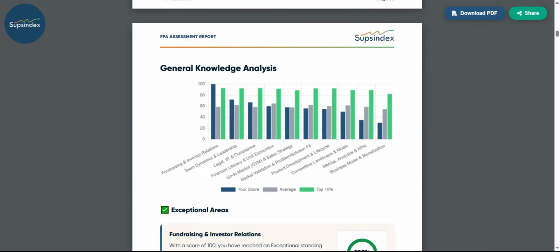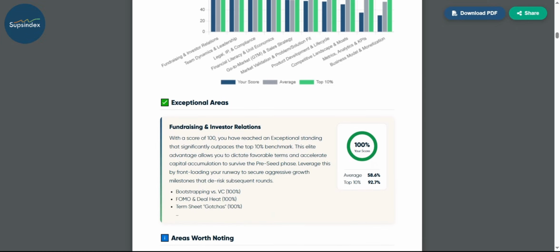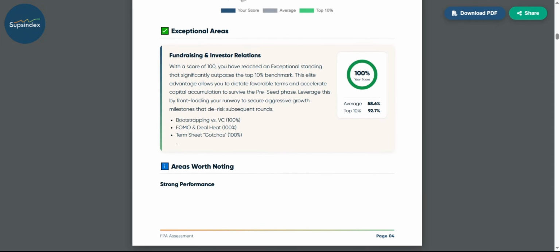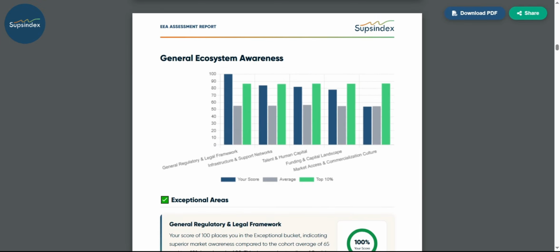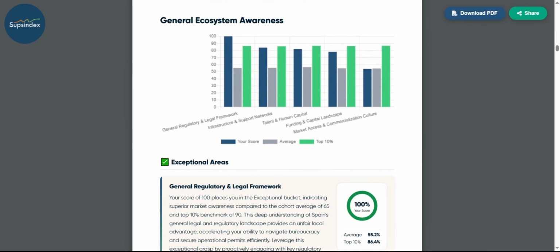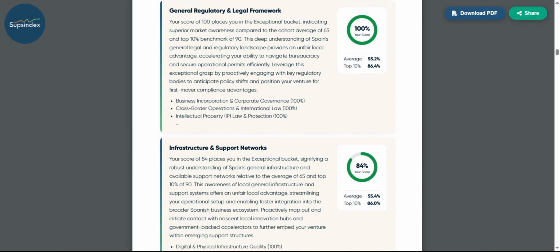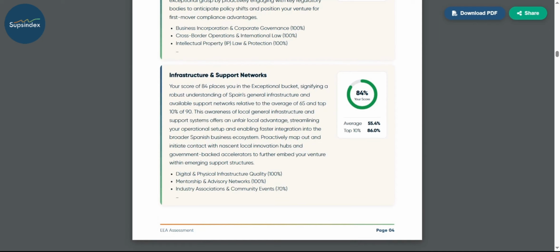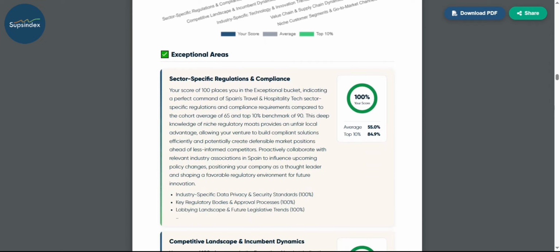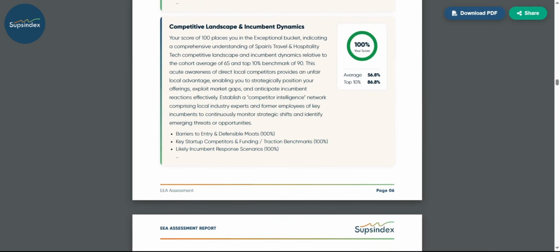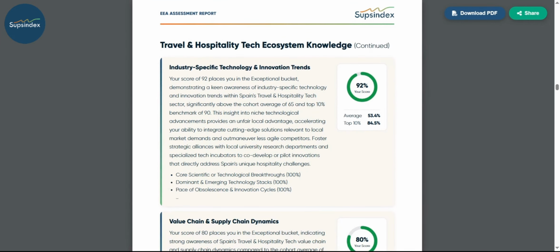The knowledge reports combine a common standard with personal context. FPA first covers the universal areas every founder should understand, then moves into the participant's industry. EEA follows the same logic by combining general ecosystem knowledge with questions specific to the selected industry and destination. This allows founders to be assessed against shared fundamentals without ignoring the environment in which they actually operate.